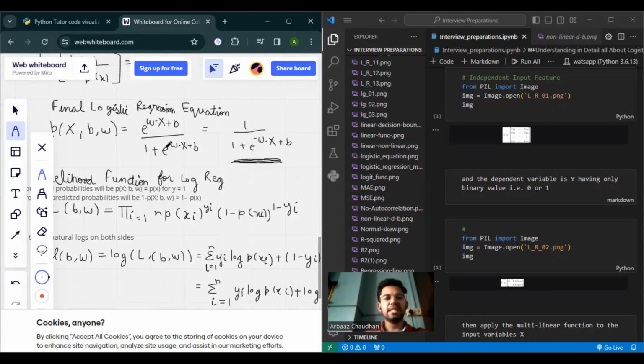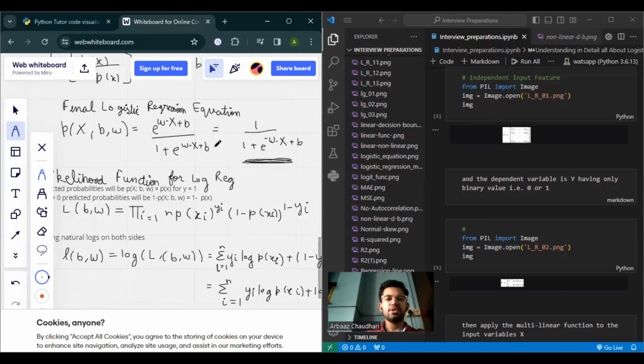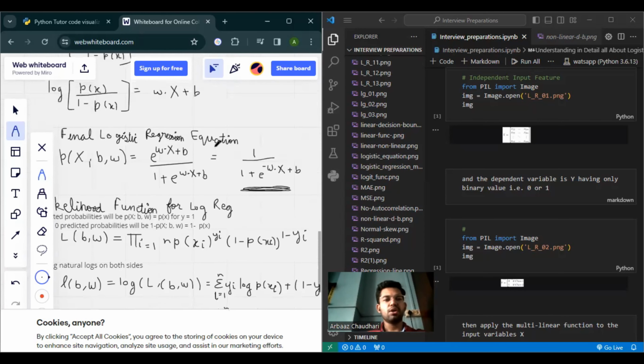I am not explaining all the changes that happened in detail because it will become too difficult, and that is why I am directly showing what the final logistic equation is. If someone asks you, you can answer this. So the final logistic equation is 1 divided by 1 plus e raised to minus w dot x plus b. Okay.